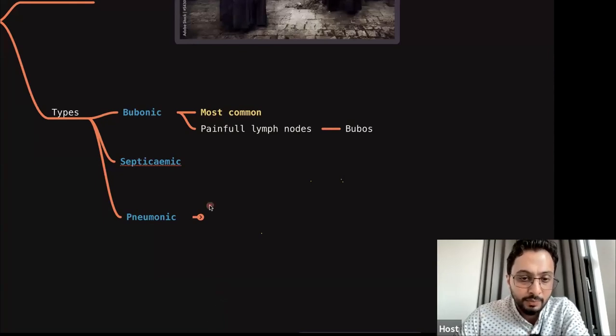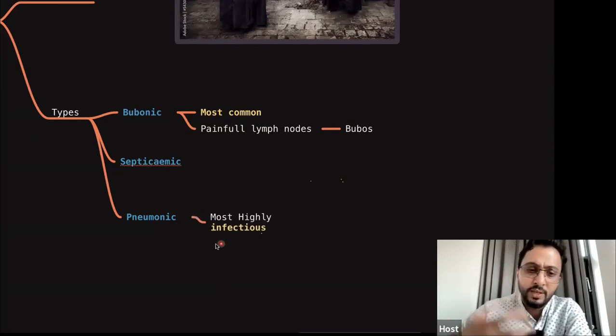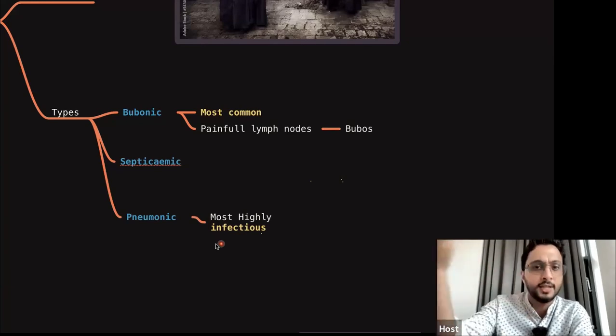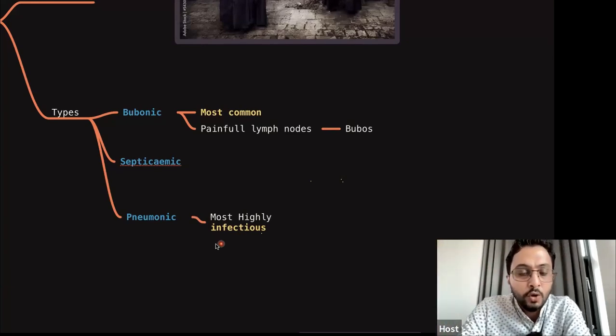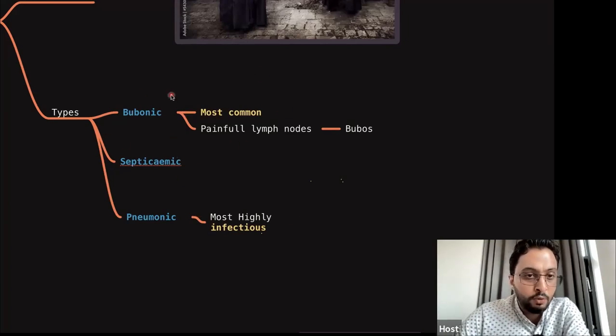The third possibility is pneumonic. It goes into the lungs. Pneumonia, isn't it? Lungs. So this is the most infectious type. It can spread. It goes into the lungs, the patient starts coughing, and it can spread. Understand it, isn't it? So, two very, very important points. The most common is bubonic. The most common type of plague is bubonic, and the most infectious type is pneumonic.